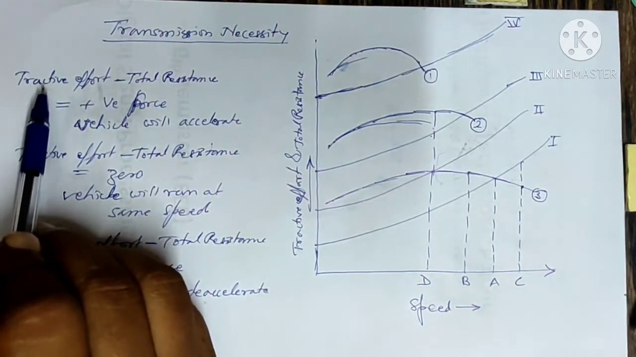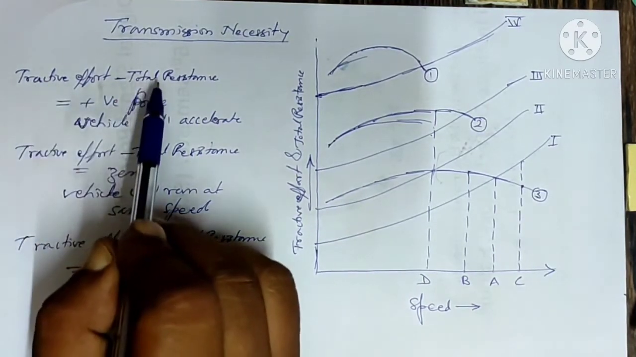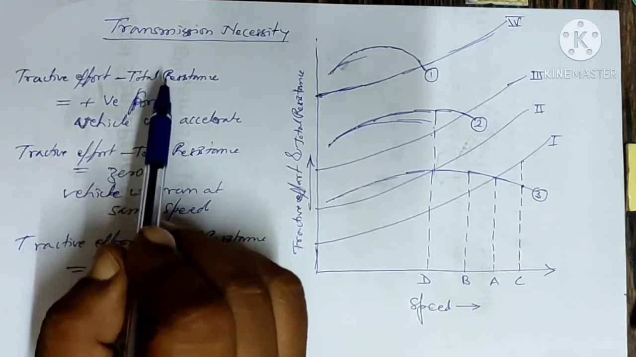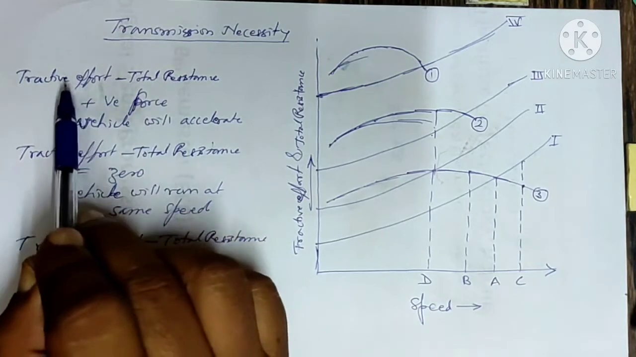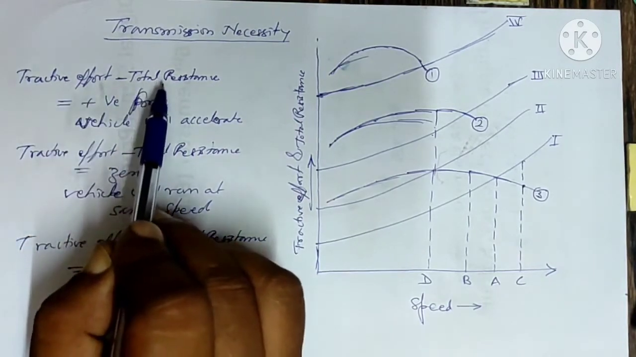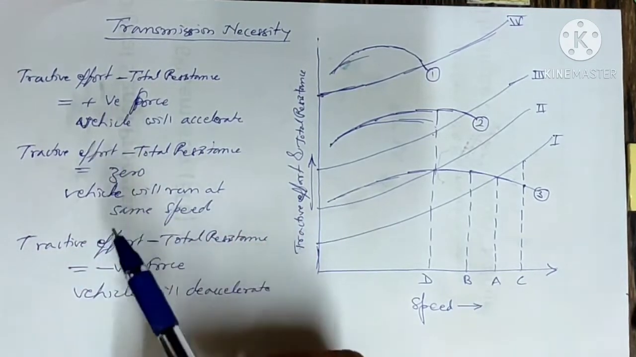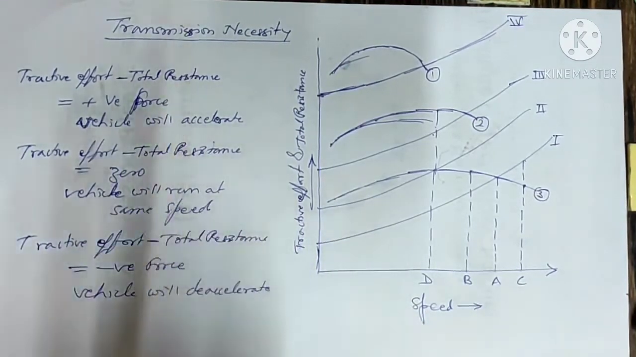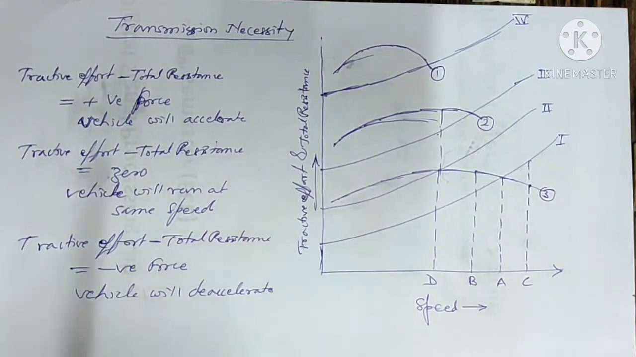Now, before discussing this curve, let us first have a look. Tractive effort is the force which you are applying to move the vehicle, and the total resistance is the force which tries to stop the motion. So if the tractive effort minus total resistance is positive, then the vehicle will accelerate. That is, you are applying some net force. So from Newton's second law, force equals mass into acceleration. Here force is positive, so the acceleration will be positive.